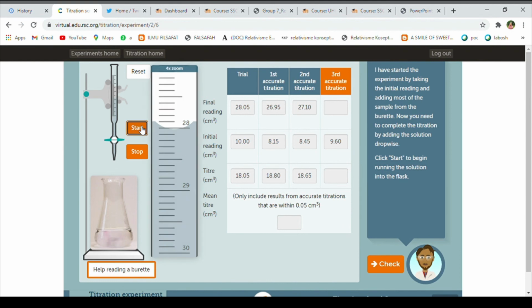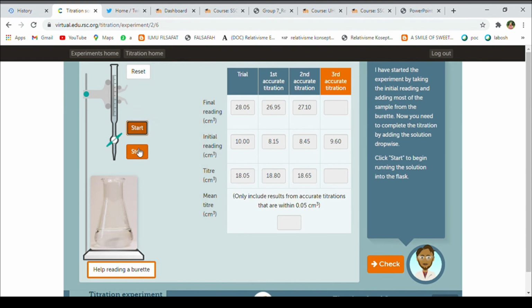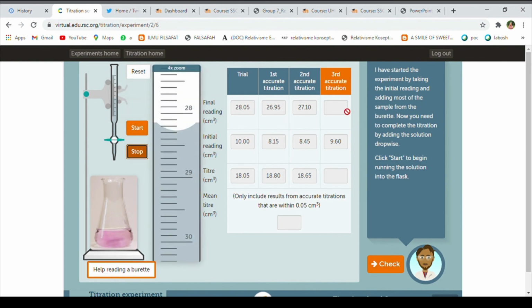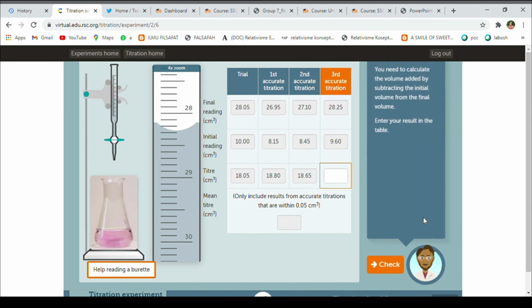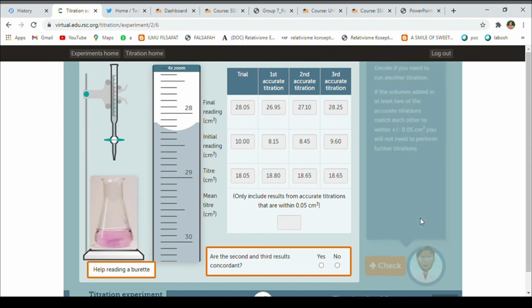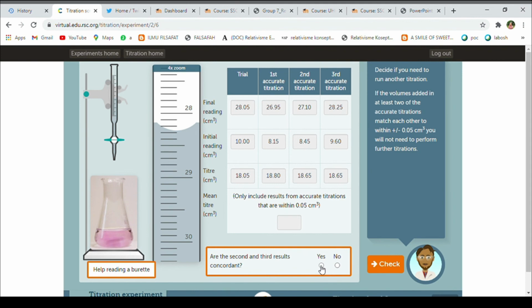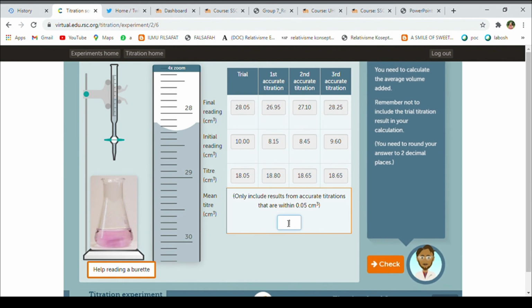So we need to do the last titration. And the final reading is 28.25 cm³, while the titre that we get is 18.65 cm³. As the second and third titrations have the same volume of titre, the results are concordant. So the mean is 18.65 cm³.